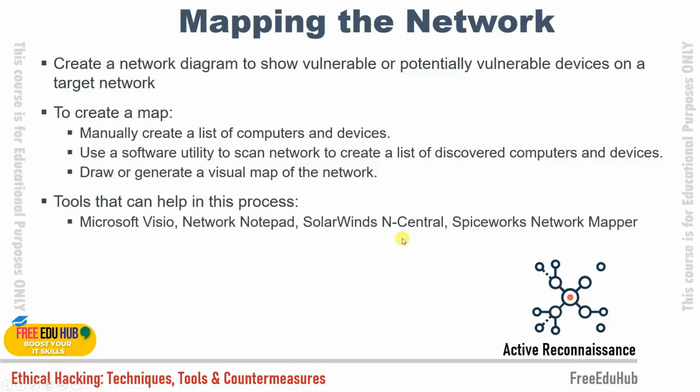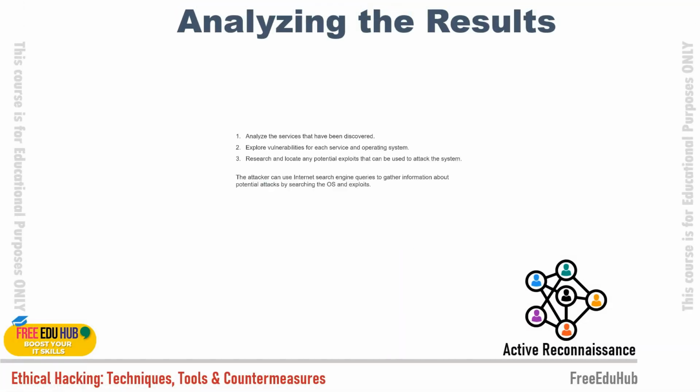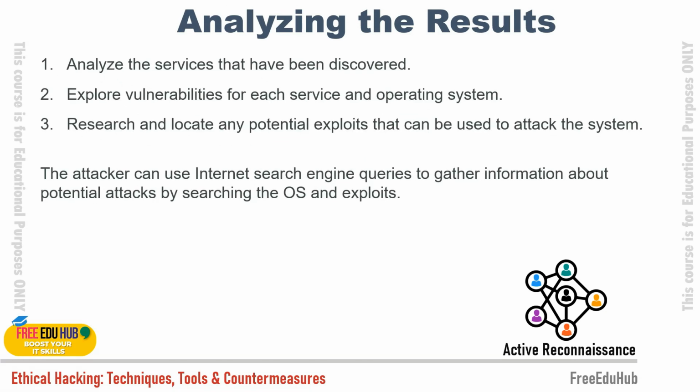After this, we have another thing, which is analyzing the results. Once everything is done, you have collected all the details about the services which are discovered. You can explore the vulnerabilities for each service and the operating system, and then you can research and locate any potential exploits in the system. The attacker can use internet search engines to gather information about the operating system, your organization, the kind of operating systems you are using, the kind of systems that you have.